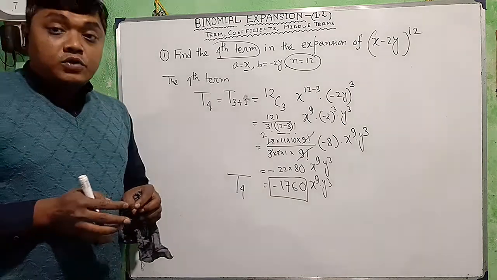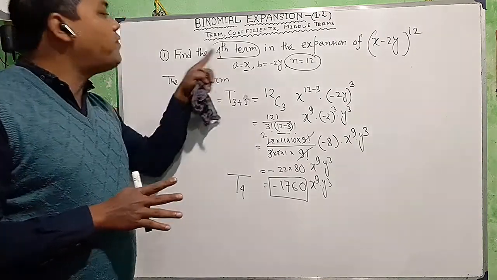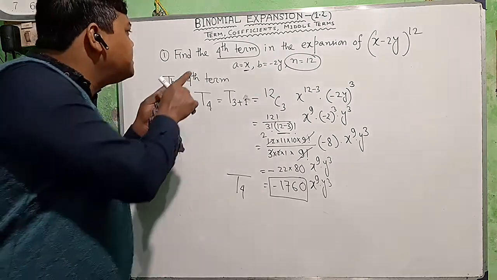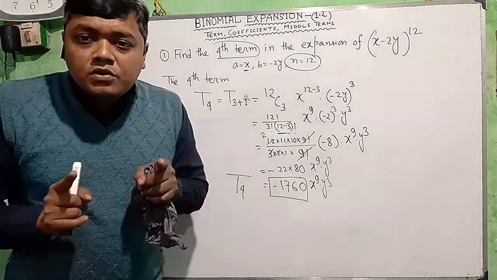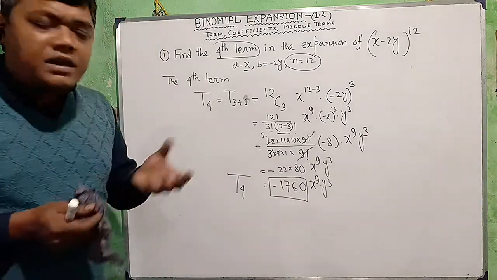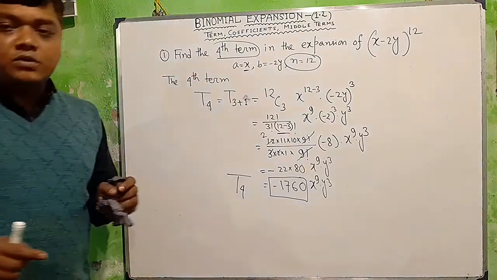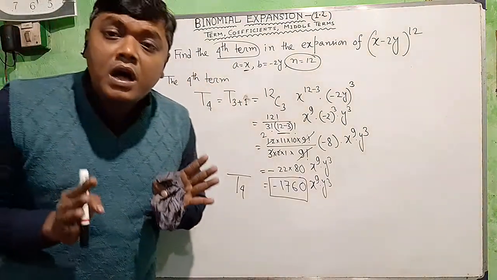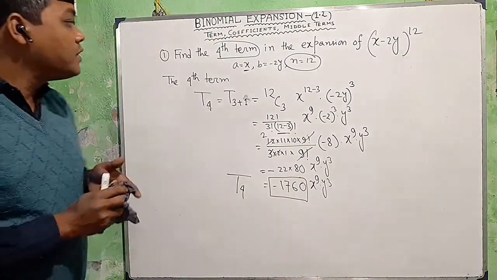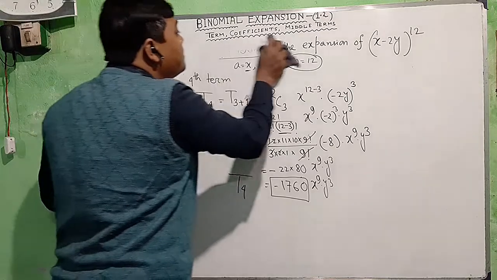Okay. So if anyone asks the question, write down the coefficient of the fourth term, then a little bit change in this question. What is the coefficient of the fourth term? Then the answer is minus 1760. So the constants are the coefficients of the variable in the expansion. Okay. So I erase this problem. We will discuss the next problem.